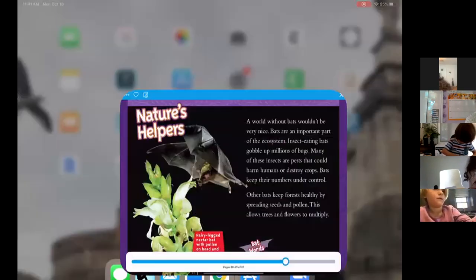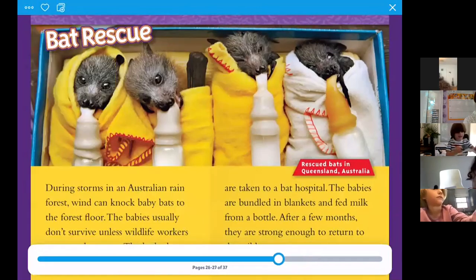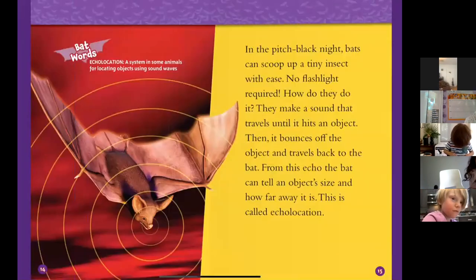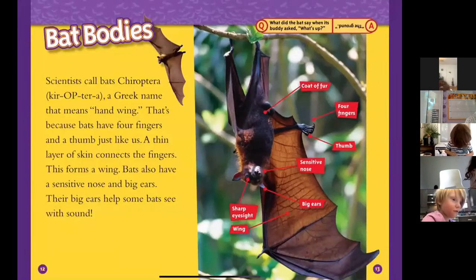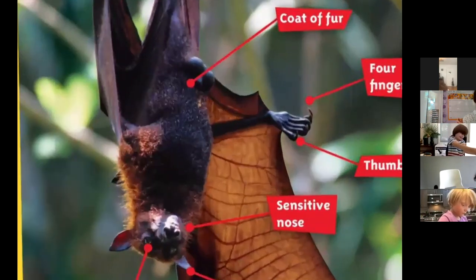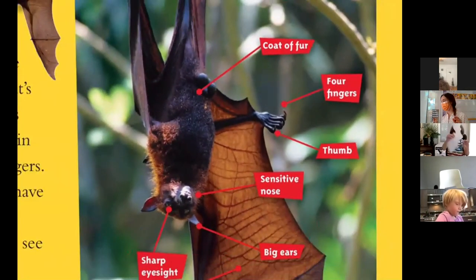Remember that bat book we were just looking at? It has a page about this. Is it this one? Oh, look, there's the echolocation. All right, so scientists called that Chiroptera, which is a Greek name that means hand wing. So that's another language. You know how you all learn Spanish with Maestra? This is another language called Greek. So Chiroptera means hand wing. And that's because bats have four fingers and a thumb like us. So they have thumbs. I knew it.